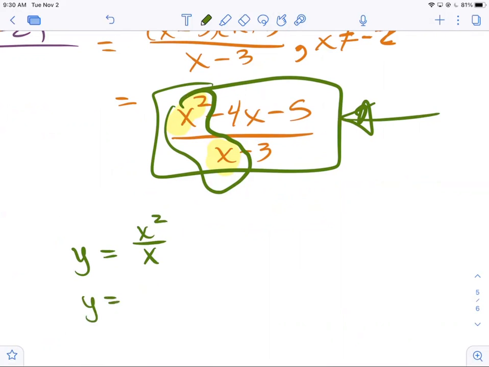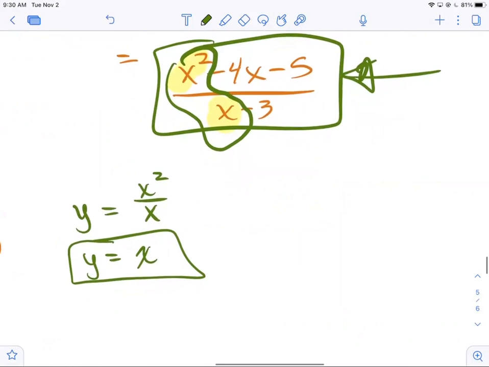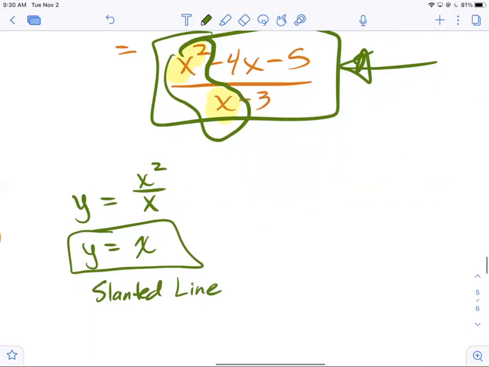What is x squared divided by x? X to the first, right? Guess what this graph says? Not a horizontal line, but a slanted line. So slanted lines are of the form y equals mx plus b. So we have the first term of the slanted line, 1x. There could be a plus b, a y-intercept that we could find, but it requires a lot more math.